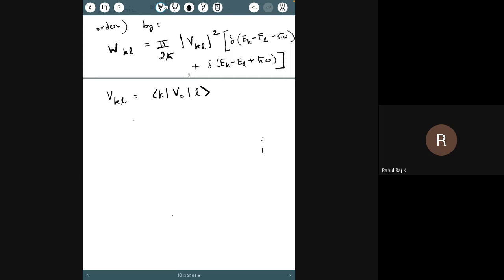Okay, and of course, we know what V0 is. So V0 is basically minus Q E0 by M omega epsilon dot P. So this is what we want. So basically the matrix element that you need is only with this part. So this is a unit vector, so that has no role to play in determining the matrix element. So you can say that this is basically M omega K E dot P L.